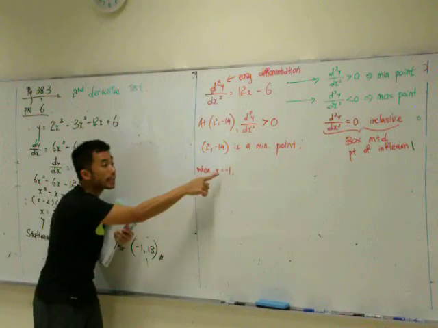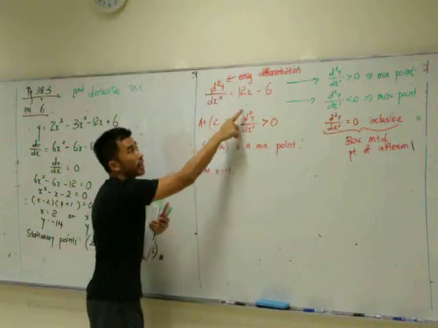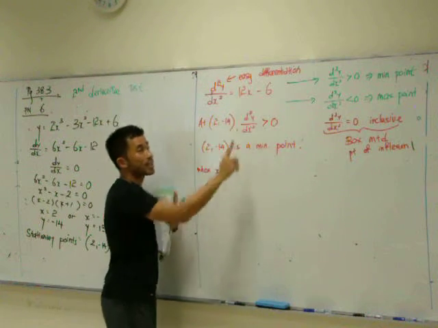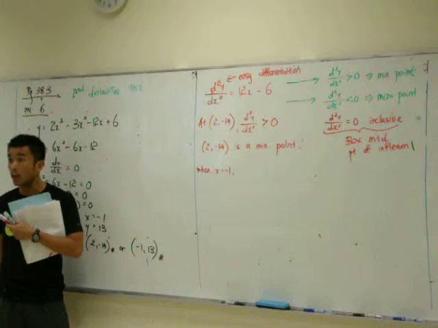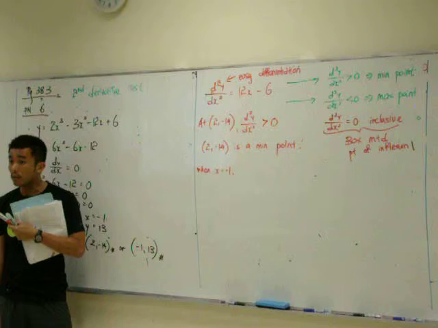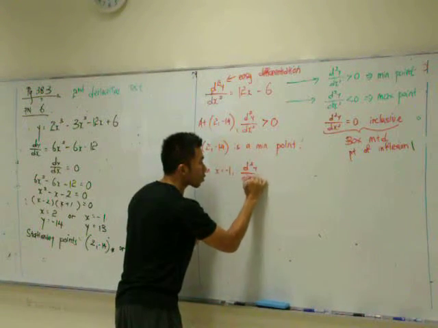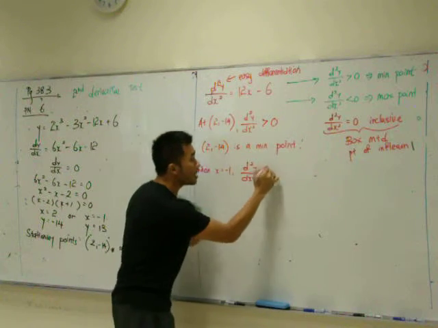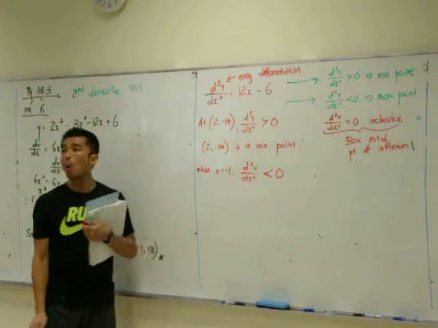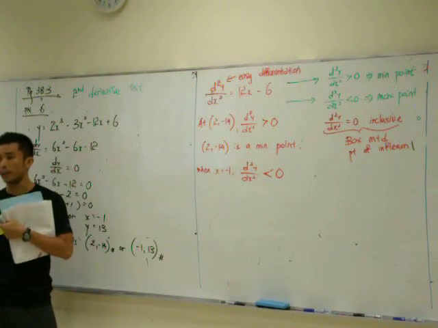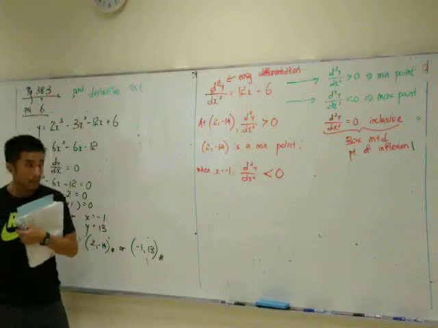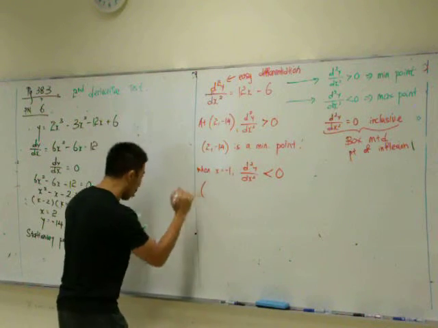So now I substitute negative 1 inside here. I have a negative 12 minus 6, which is negative 18. Do I need to write down negative 18? No need. So d squared y over dx squared is negative 18, means this is less than 0. What will be your conclusion over here? It will be a maximum point, but you need to write out the full coordinates.